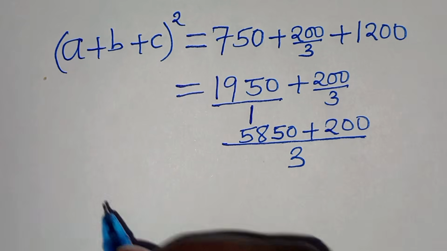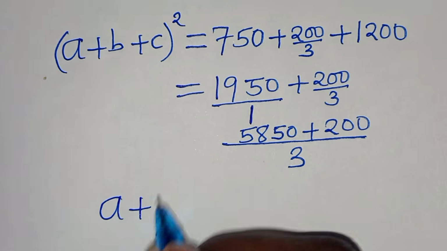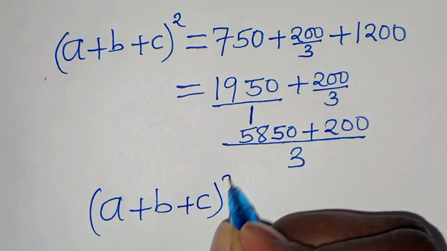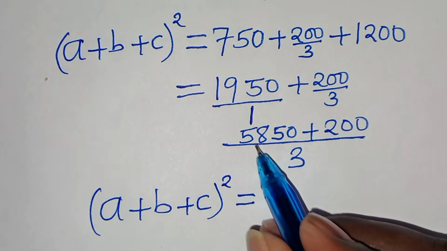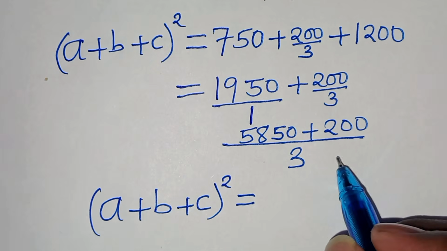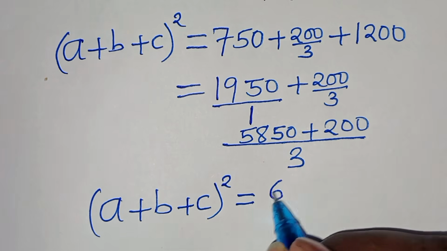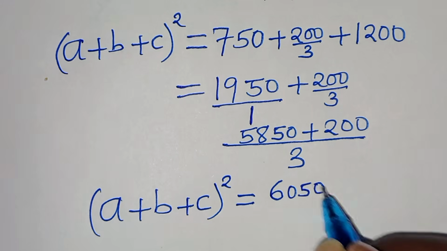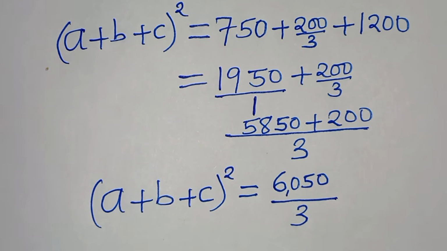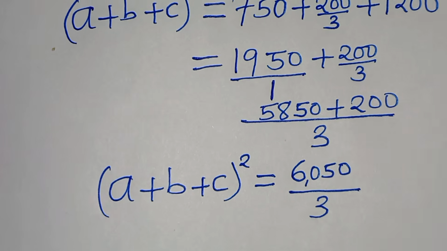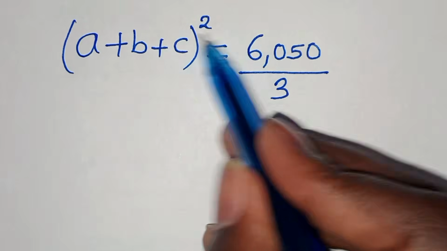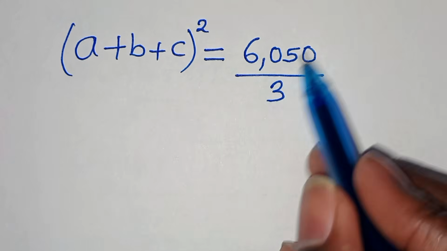And this follows that we have (a plus b plus c) raised to the power of 2, this is equal to 5850 plus 200, and this is equal to 6050 divided by 3. Now we have (a plus b plus c) raised to the power of 2. This is equal to 6050 over 3.